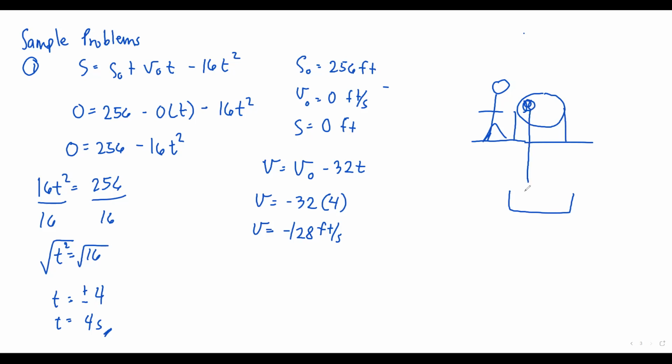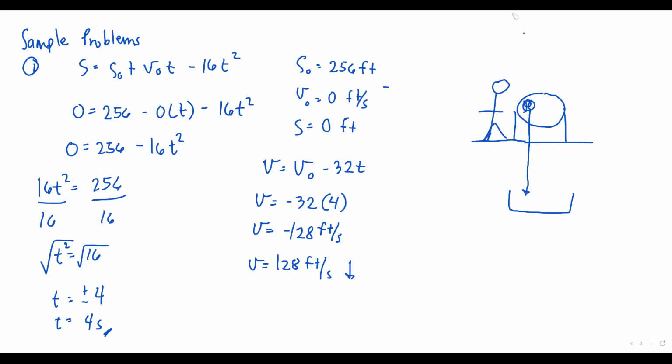So that's why we got a negative sign. But we can say that V is equal to 128 feet per second going downward. So that's the reason behind why we had the negative. Okay, guys? So that's our first example.